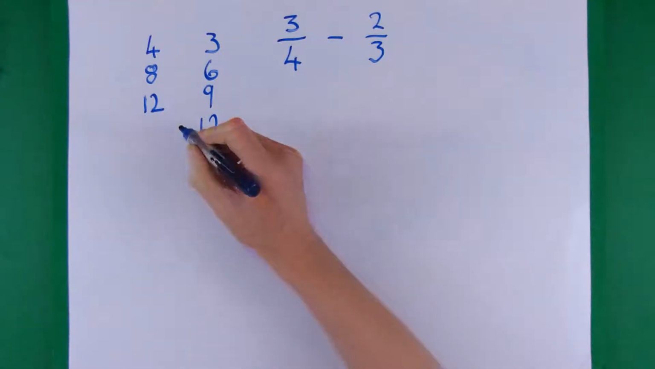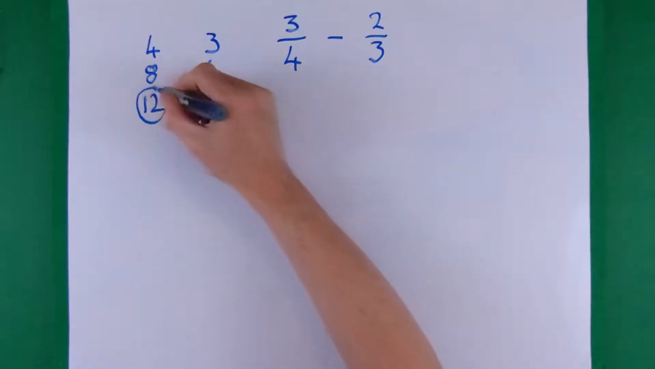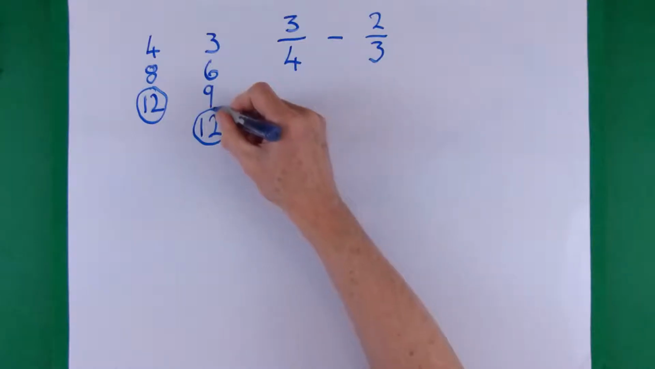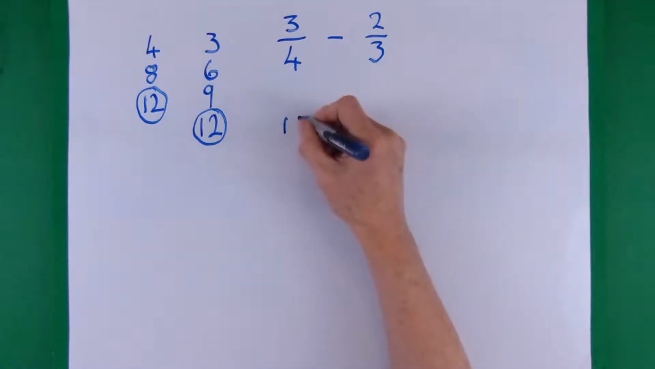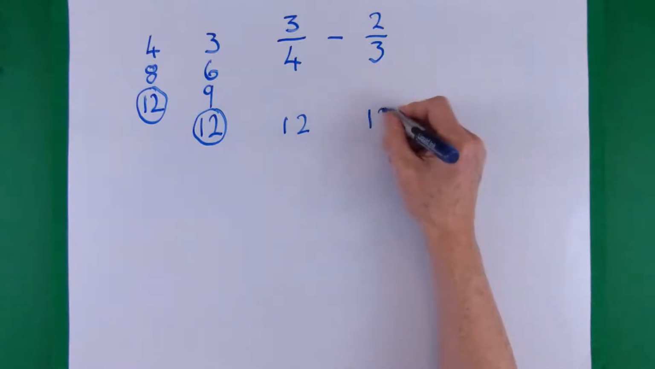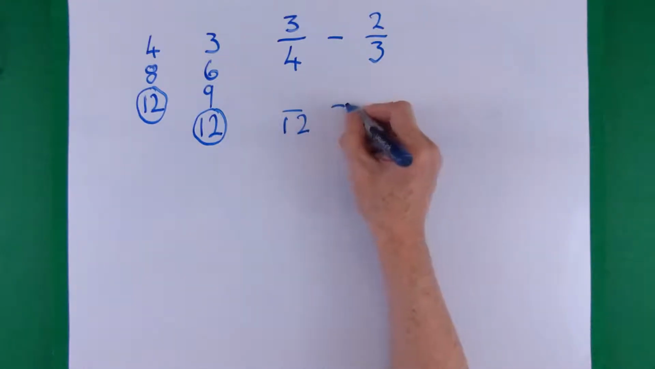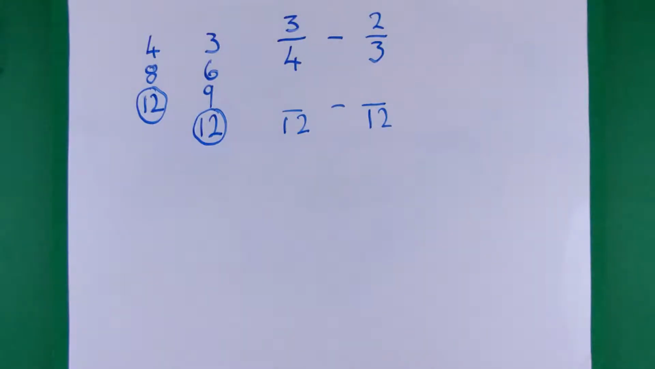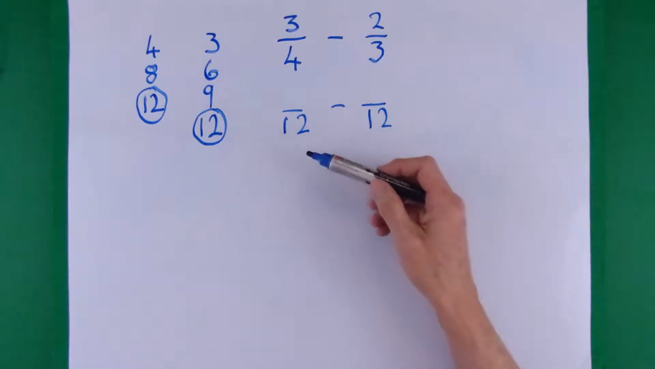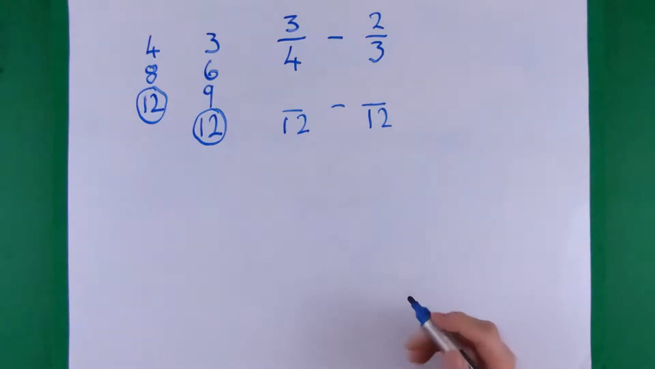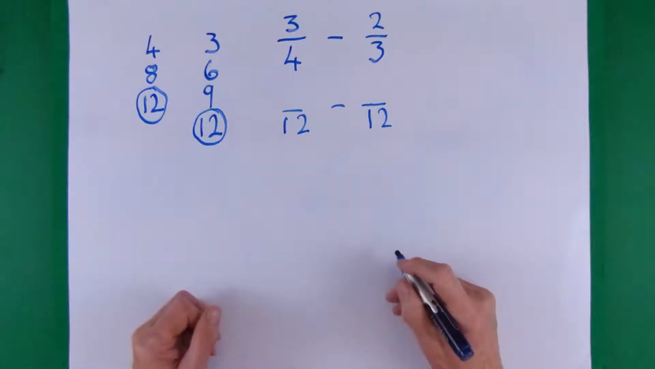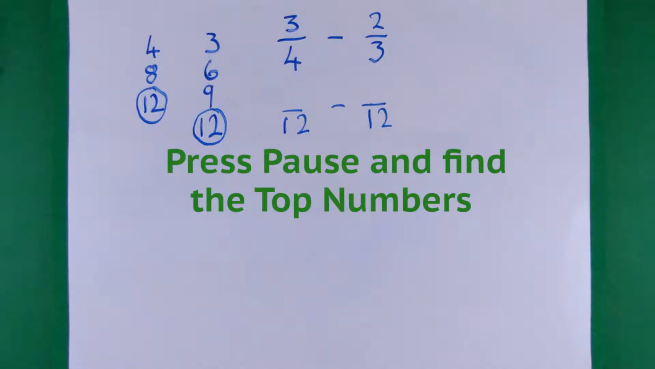You can now see we've got 12 in both, and that tells us we're dealing with 12ths. So we put 12 under both fractions, and we're ready for the next stage. We've got to find out what the numbers on the top are. So could you press pause and find the top numbers?